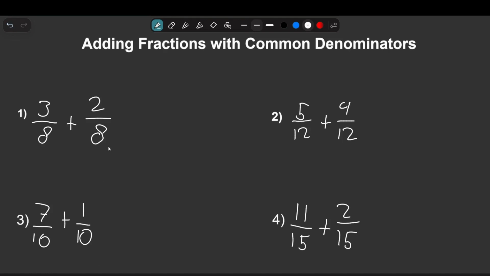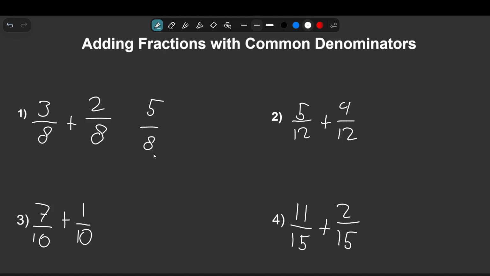So the first step we take is we're going to check our denominators. So we're just checking if they are the same number. And in this case, they are the same number. They both are 8, so we can just start adding. So to add, we're going to do this by adding the numerators. So we're adding 3 plus 2. 3 plus 2 equals 5. And our denominator stays the same.